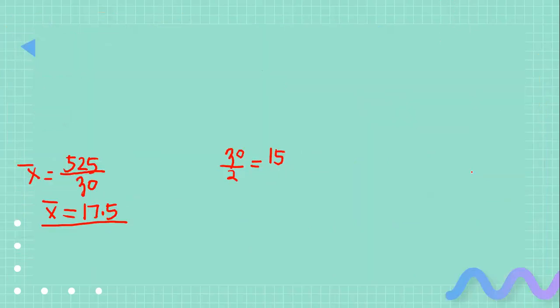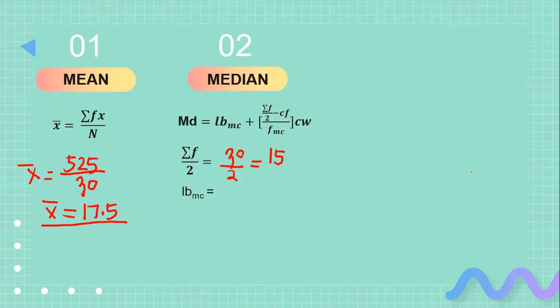Okay. Now, so meaning class, no? Meaning class, our lower boundary of median class is 19. Kay tungod nga si 15 masud ni 19. Okay?